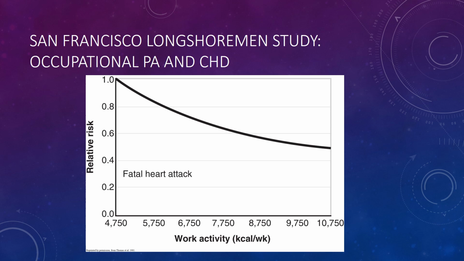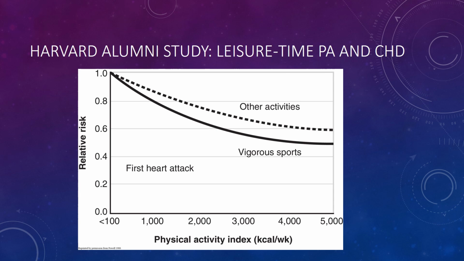Okay, so on your x-axis here you have work activity in kcals per week. So further to the right means they burned more calories working. Basically, they were more physically active at work. And then on the y-axis is relative risk of a fatal heart attack. And so lower on the figure means a lower risk. So what you see with this figure is that more work was associated with lower risk of a fatal heart attack, suggesting that occupational physical activity lowers coronary heart disease.